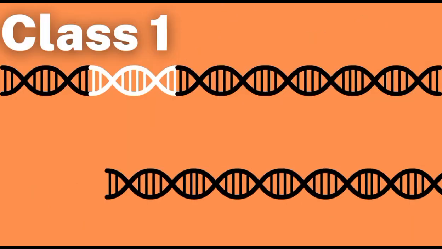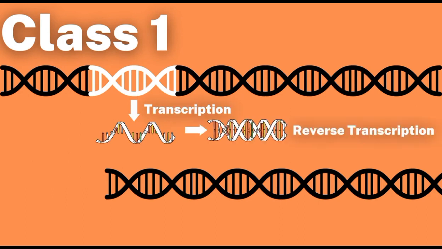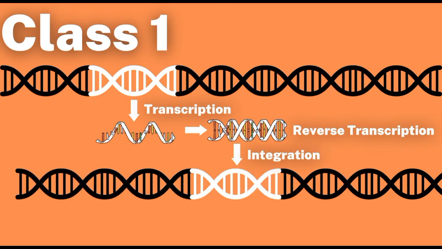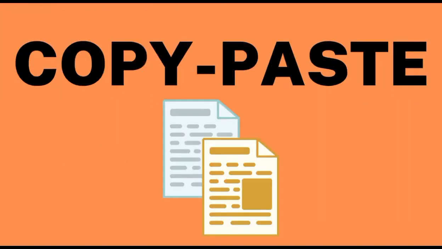Class 1, also known as retrotransposons, is first copied into an RNA intermediate through transcription. Then that RNA is copied back into DNA using reverse transcription. The resulting DNA is then inserted back into the genome, making this a sort of DNA copy and paste.